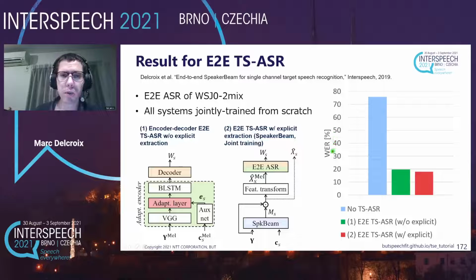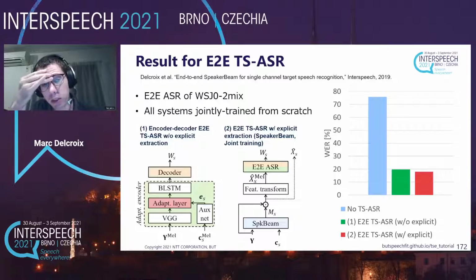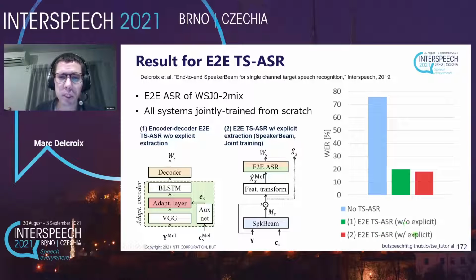You can see the result on the right here. This indicates the word error rate, lower is better. In blue, you have the result without any target speaker ASR, and you can see that the results are very bad because the system cannot identify which is the target in the mixture. In green and red, you have the result without explicit extraction and with explicit extraction. You can see that both systems greatly reduce the word error rate and achieve quite nice performance.